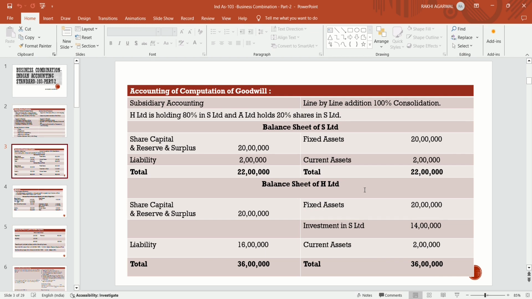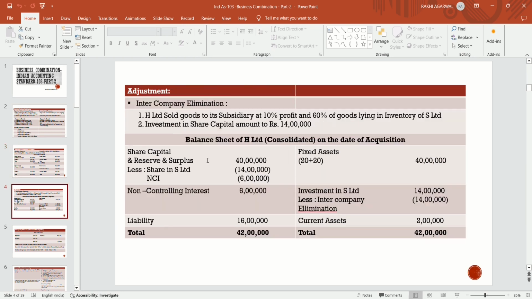Fixed assets 20 lakhs, investment in S Limited 14 lakhs, current assets 2 lakhs, so the total becomes 36. The intercompany elimination, if any, is the investment in share capital amounting to rupees 14 lakhs. This is the intercompany elimination. Now the consolidated financial statement is to be prepared.